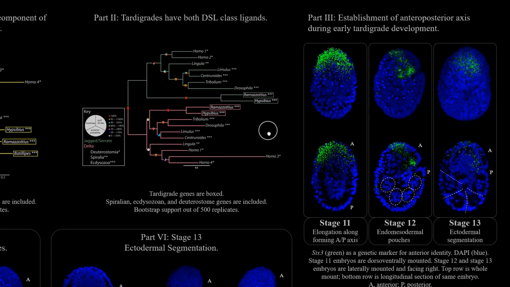I focus on 3 developmental stages, stage 11, stage 12, and stage 13, and utilizing in situ hybridization, I was able to use 6'3 as a genetic marker for anterior identity across these stages. At stage 11, the embryo is pretty much a tube within a tube, and during this stage, the embryo starts elongating along the forming AP axis, where it will end up taking its characteristic C shape by stage 12.